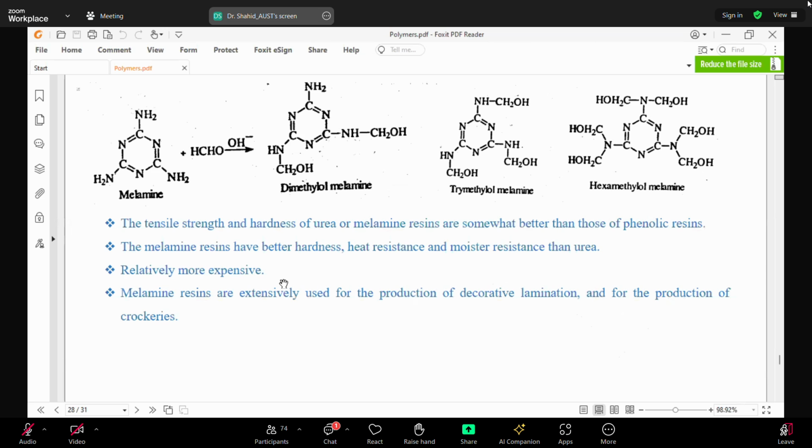Melamine is relatively more expensive. Melamine resins are extensively used for the production of decorative lamination and for the production of crockery. This is the basic use nowadays. There are a lot of crockery items that are made simply from melamine. This is a very important use of melamine now.